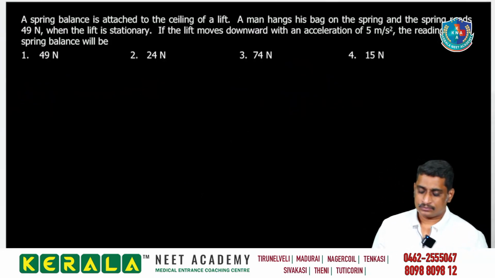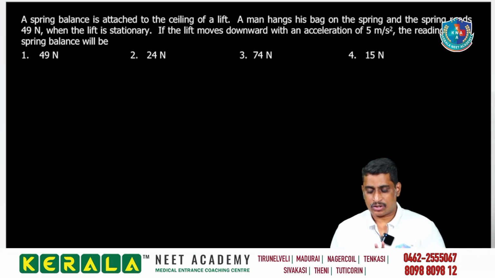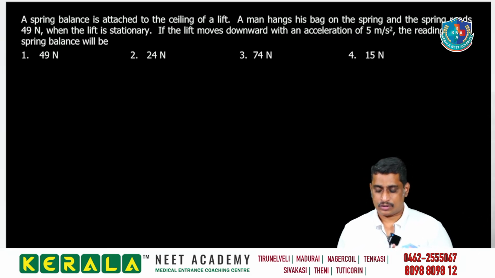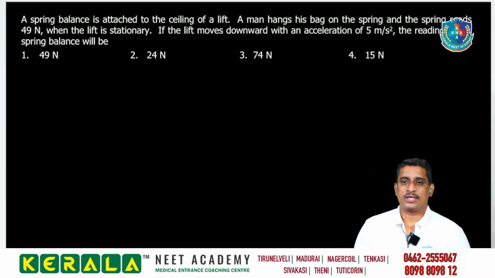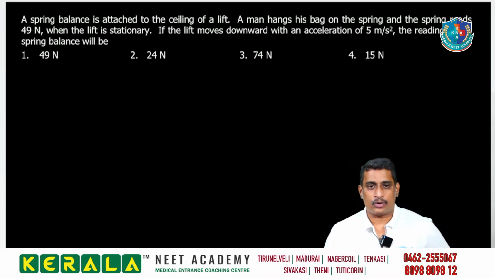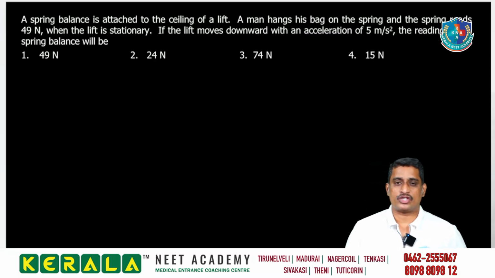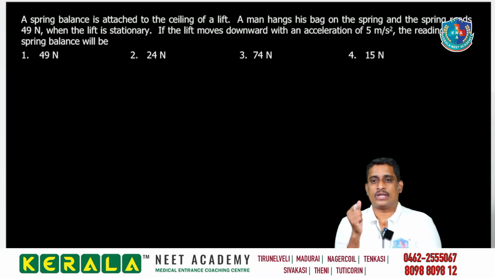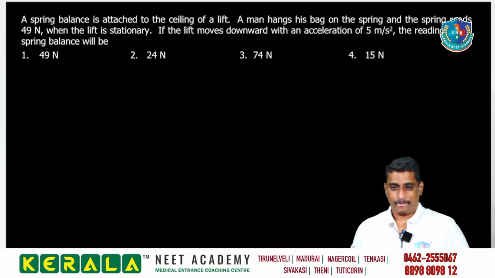Look at this part. A spring balance is attached to the ceiling of a lift. A man hangs his bag on the spring and the spring reads 49 newtons when the lift is stationary. If the lift moves downwards with an acceleration of 5 meter per second square, the reading of the spring balance will be.